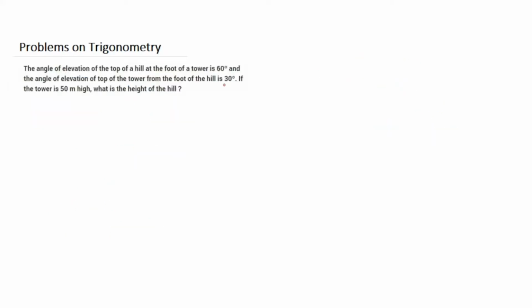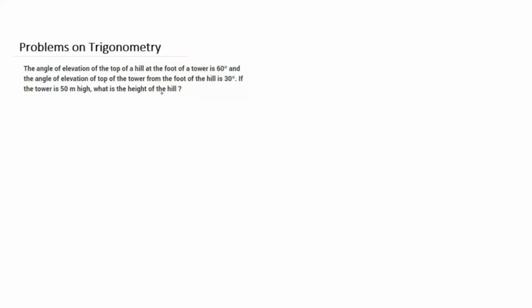So let's look at some word problems also. We've got this word problem: the angle of elevation of the top of a hill at the foot of a tower is 60 degrees, and the angle of elevation of the top of the tower from the foot of the hill is 30 degrees. If the tower is 50 meters high, what is the height of the hill?